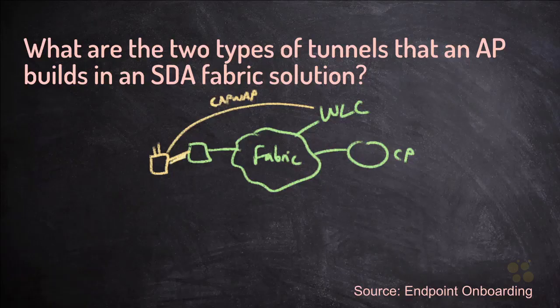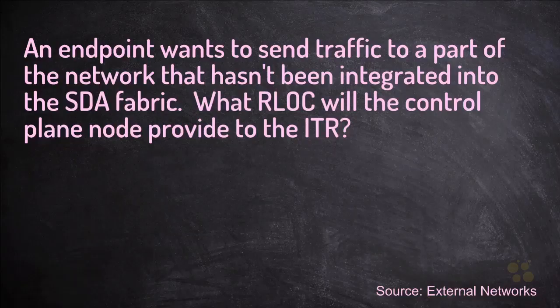Instead, we're going to build a VXLAN tunnel to the fabric edge node to which we're directly attached. So those are the 2 different tunnels. One is for control plane, that's CAPWAP, and one is for the data plane, that would be VXLAN. Last question. An endpoint wants to send traffic to a part of the network that hasn't been integrated into the SDA fabric. Maybe yet, right?